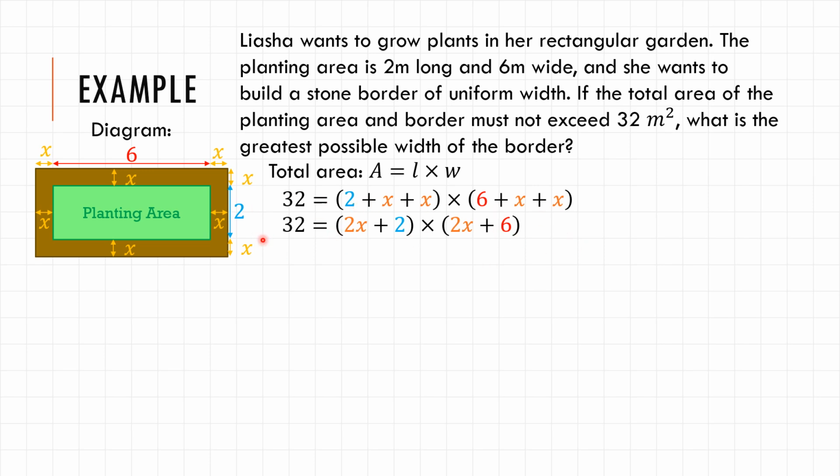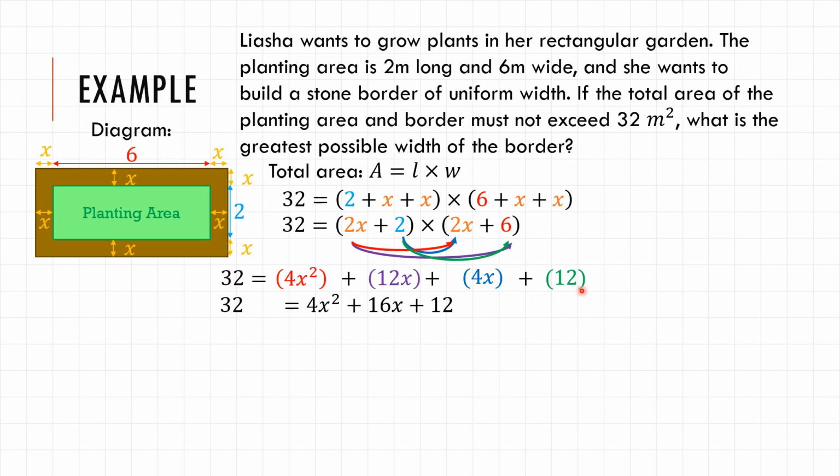Now I've come up with an equation, and this is clearly a quadratic equation, and I'm going to use the steps that I explained earlier to solve this. So first, I'm going to simplify everything here by expanding. Okay, and we know how to expand binomials, don't we? 2x times 2x is 4x squared. 2x times 6 is 12x. 2 times 2x is 4x. And 2 times 6 is 12. And we just have to add these together, and all of them should equal 32.